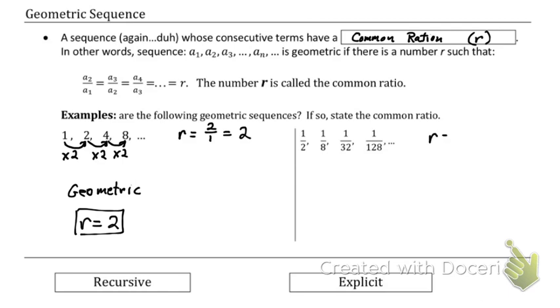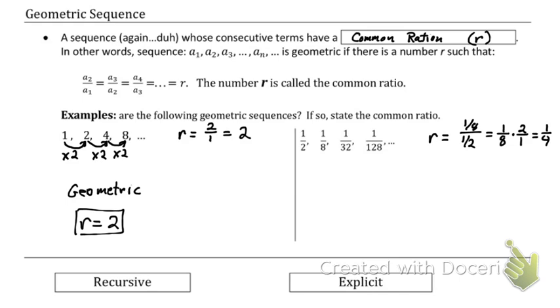If you do not know what it's being multiplied by, you can take the second term divided by the first term. Now remember, keep, change, flip is keep the top fraction, flip the second fraction, so I have 1 over 8 times 2 over 1, which is going to equal 1 over 4. So if this is geometric, it means I'm multiplying everything by 1 over 4. Let's see if that's true.